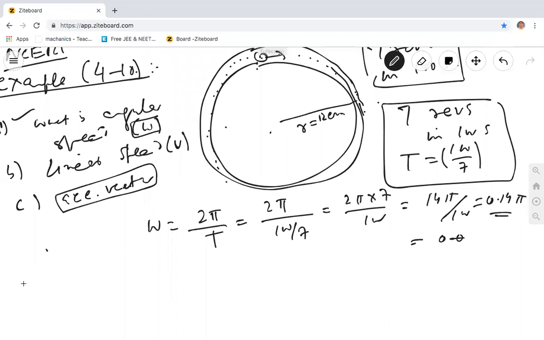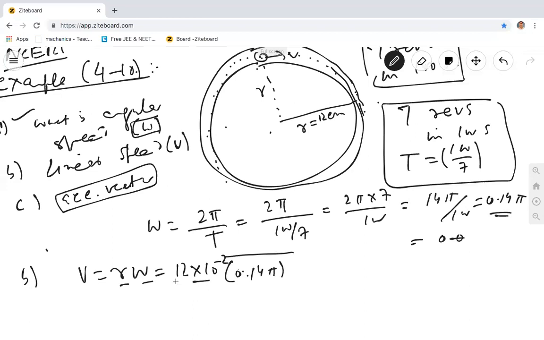That is the answer for the first part. Part second, what is linear speed? Linear speed v is R omega, as you already know. R is 12 centimeters, 12 into 10 to the power minus 2 makes it meters, and omega is equal to 0.14 pi. You can substitute the values and get the answer.